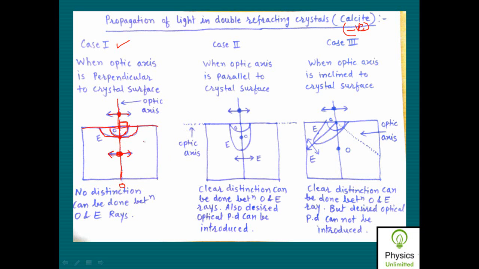No, sir. Why? Why can I not make the distinction between the two rays? Because they are closer to each other. Not closer, they are overlapping on each other. Overlap.